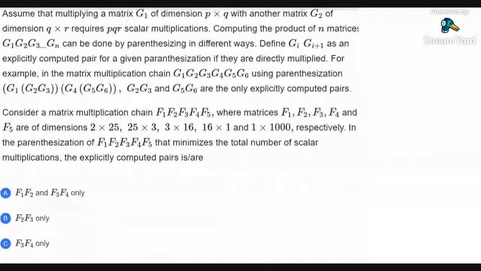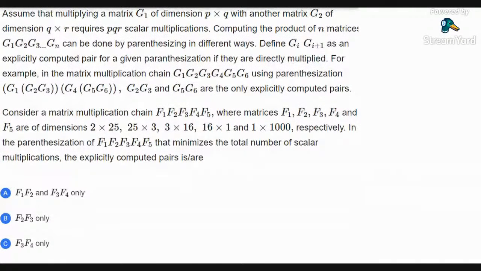For example, if these six matrices are given, this could be a sequence. First, G2, G3 is multiplied. This result is multiplied with G1. Then G5, G6 is multiplied. Then this result is multiplied with G4, and finally these two results are multiplied. So what do we mean by an explicitly multiplied pair? Here we can note that G2, G3 are an explicitly multiplied pair, and G5, G6 are also an explicitly multiplied pair.